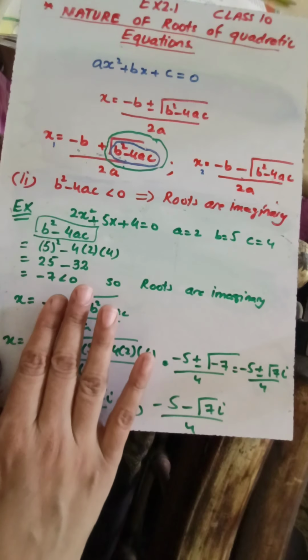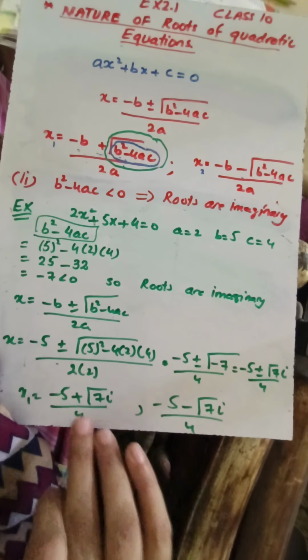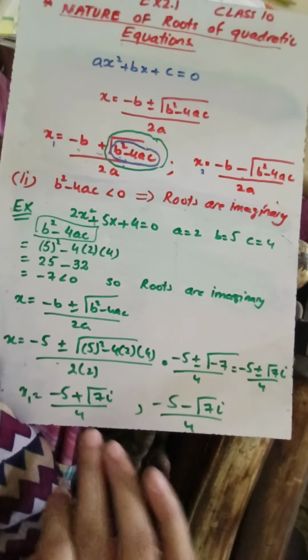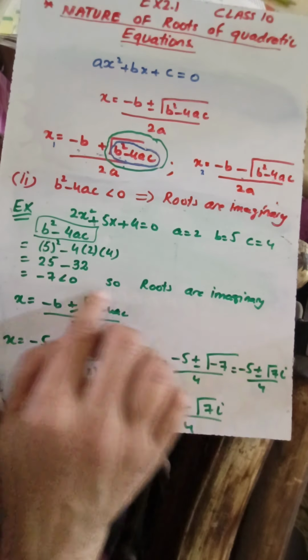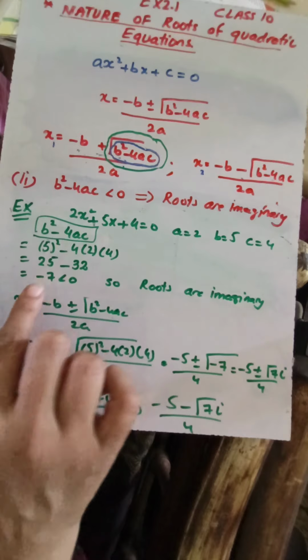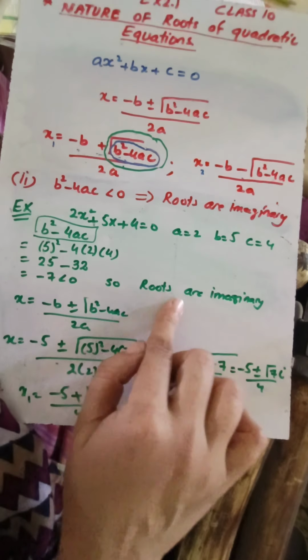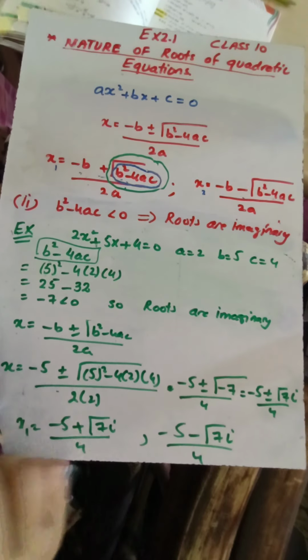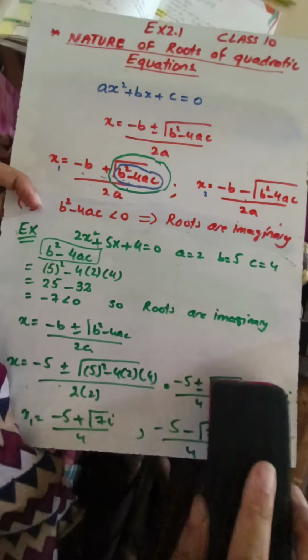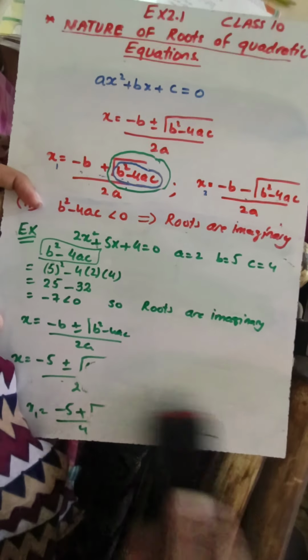Okay, you don't need to apply the quadratic formula to get to the values. If you just want to know about the nature, then doing this much will be enough. You will calculate b square minus 4ac. If it is less than 0, then the roots are going to be imaginary. Now let us move to the third case, in which b square minus 4ac is greater than 0.